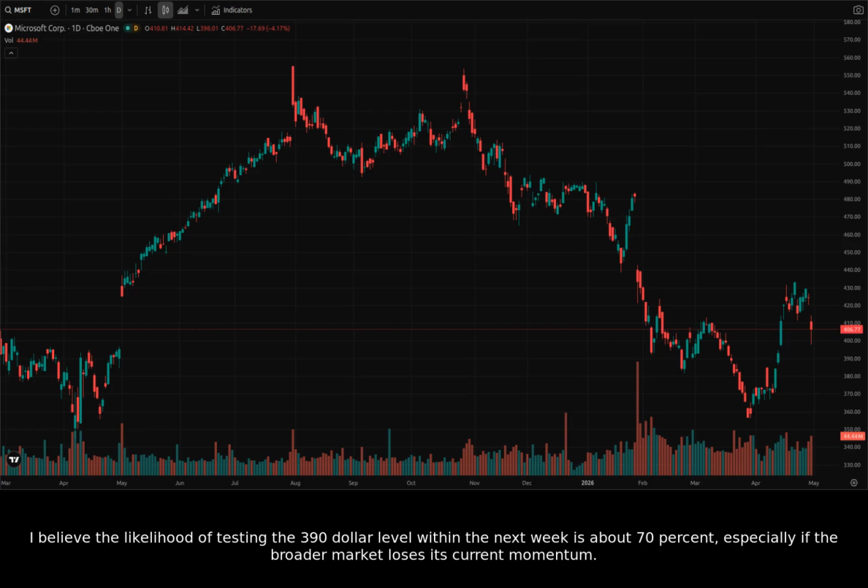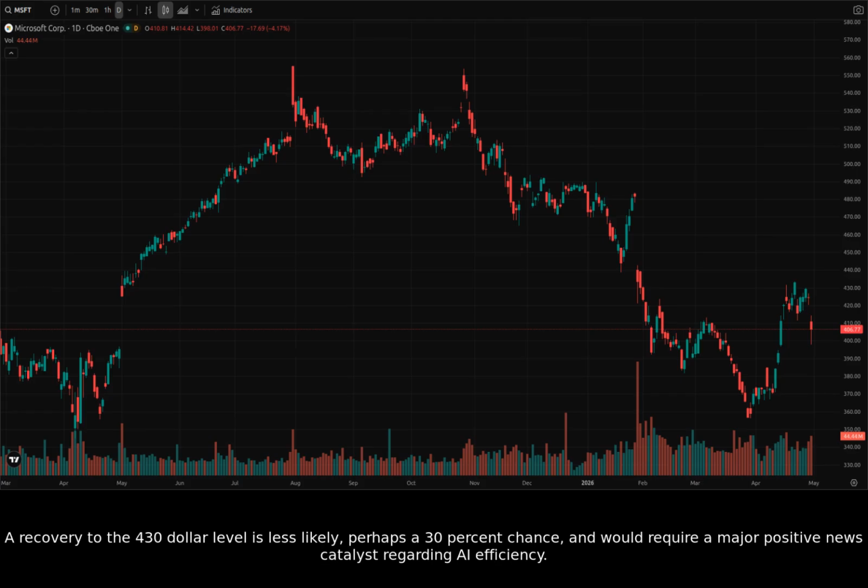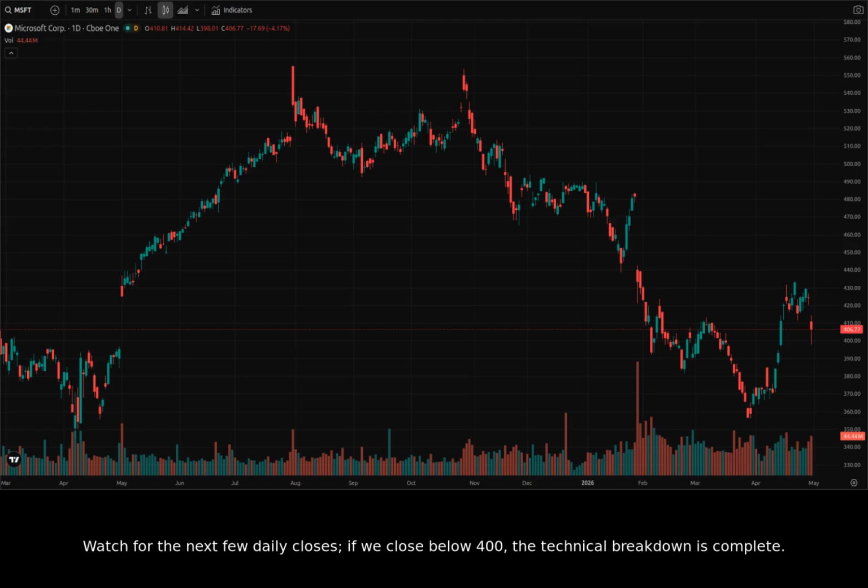I believe the likelihood of testing the $390 level within the next week is about 70%, especially if the broader market loses its current momentum. A recovery to the $430 level is less likely, perhaps a 30% chance, and would require a major positive news catalyst regarding AI efficiency. Watch for the next few daily closes.